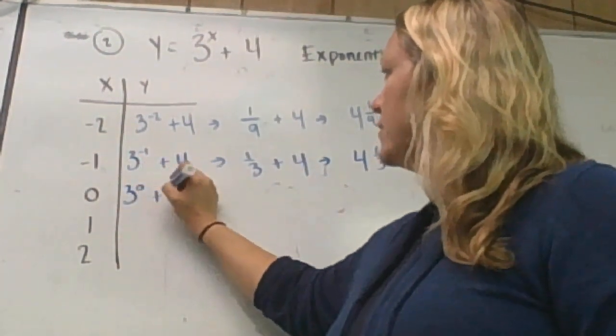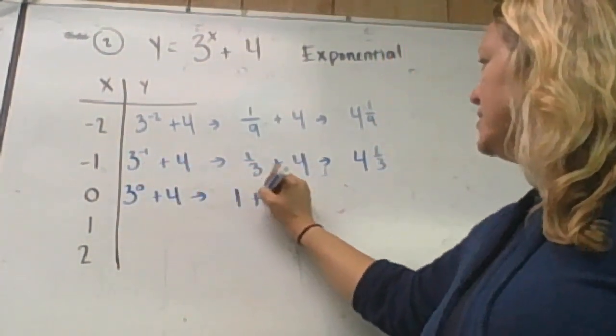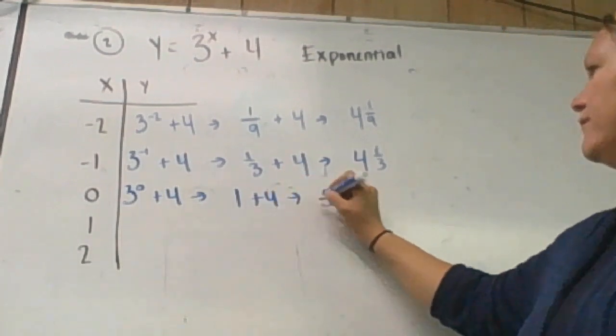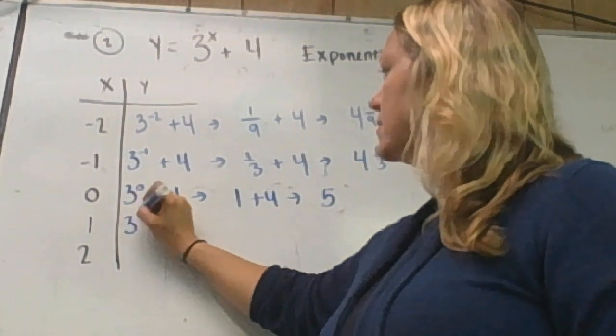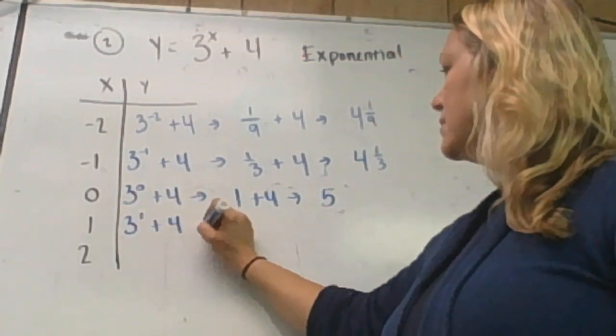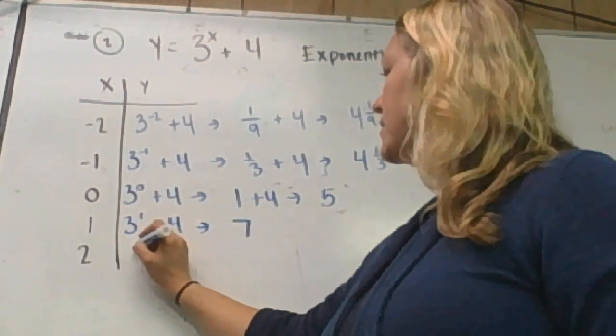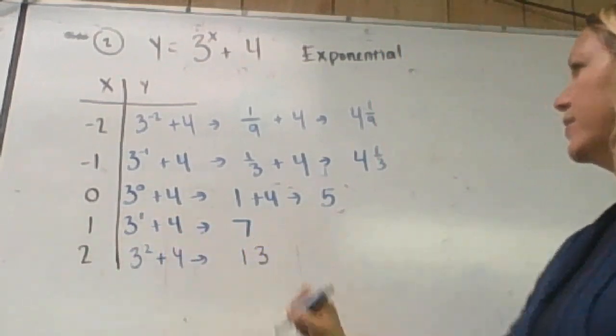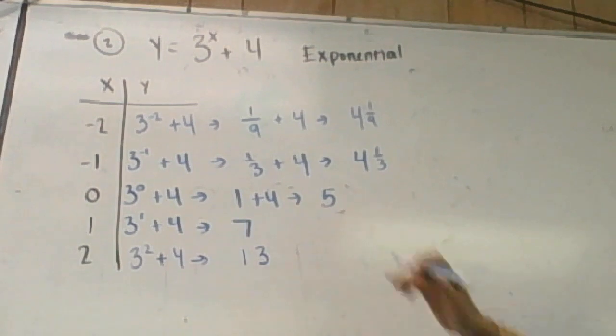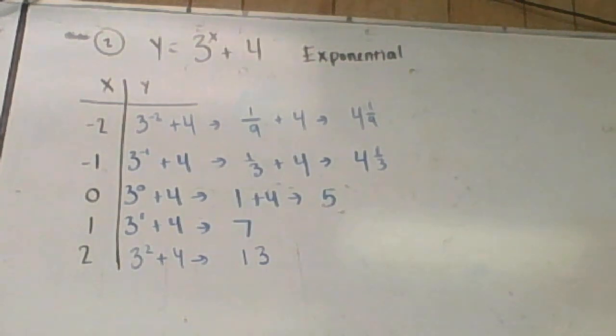And we know 3 to the 0 is 1, so that's nice. Finally, we have an integer of 5. And then we got a 7. We got a 13. So here's our ordered pairs.